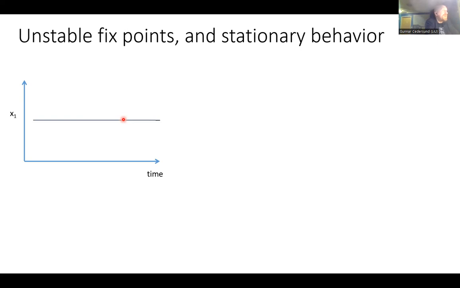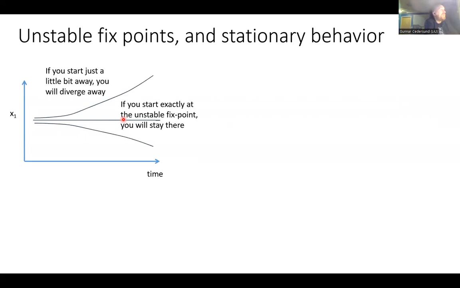So an unstable fixed point, if you start there at the unstable fixed point and you simulate forward in time, you will just have a straight line. You will stay there. But if you start just a little bit away, then you will diverge, at least in certain directions. So you will not stay there.